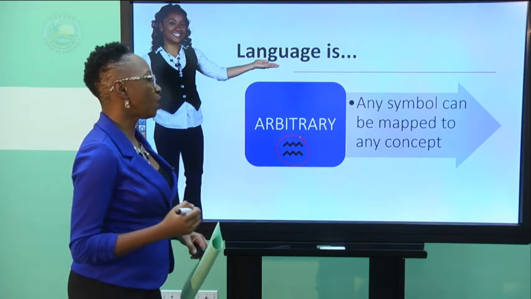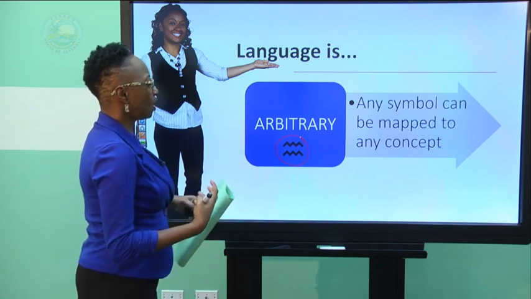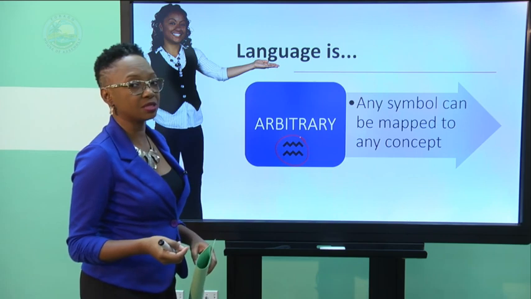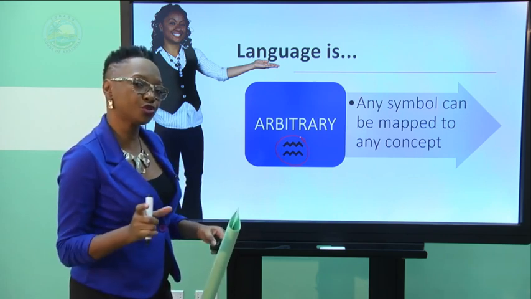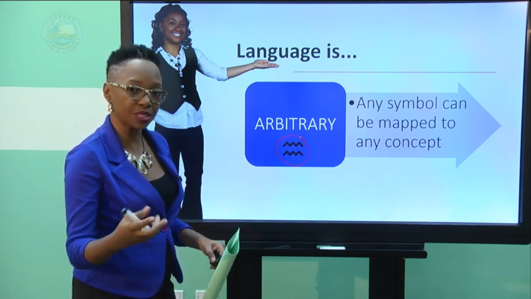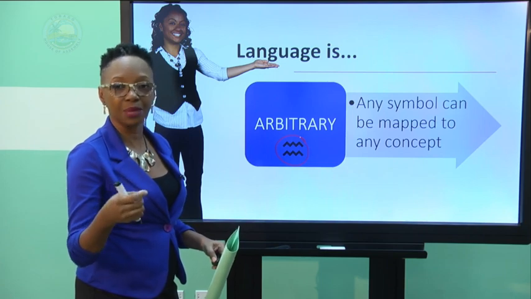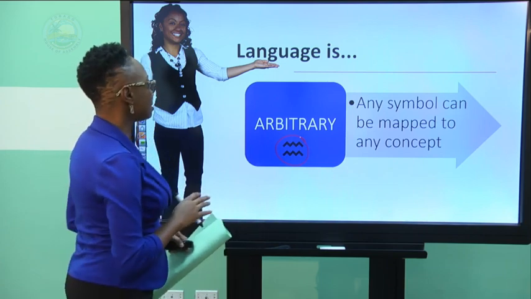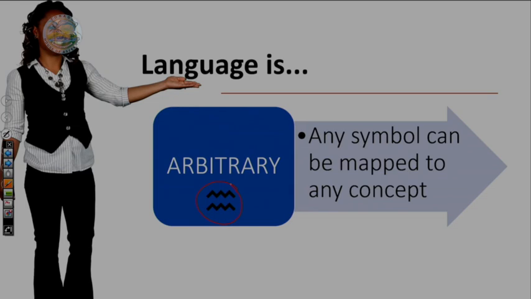But then when we talk about these symbols, it can be mapped to any concept. But what we try to do now is to use the actual words and the symbols that make up our alphabet to indicate exactly what we mean. But understand that there's that arbitrary nature of language that means any symbol can be mapped to any concept. Again, it's what makes language so exciting.